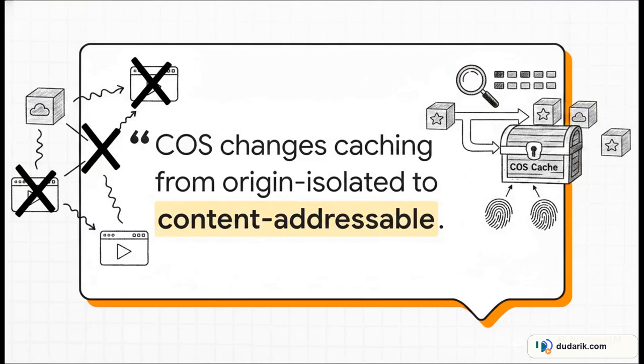Let's move to Section 3, Content Addressable Storage Mechanics, to see how this actually works under the hood. To quote the proposal, COS changes the caching model from origin isolated to content addressable. That is a massive paradigm shift. We are moving away from identifying a file by its web address and instead identifying it by its exact digital fingerprint. It's kind of like the concepts we saw in systems like cache digests for HTTP/2.